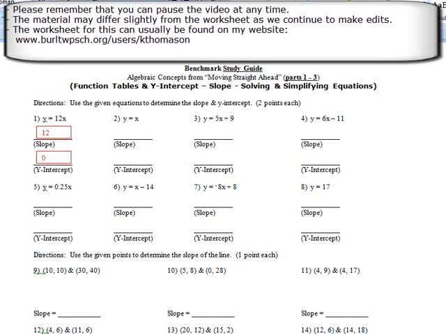Alright, moving on to number 2, y equals x. Well, here there's no number in front of the x. So when x is by itself, it's the same thing as 1x. Think of it as a slice of pizza is the same thing as 1 slice of pizza. So when you just have a letter by itself, it's assumed that it is being multiplied by 1. So our slope for y equals x is 1.